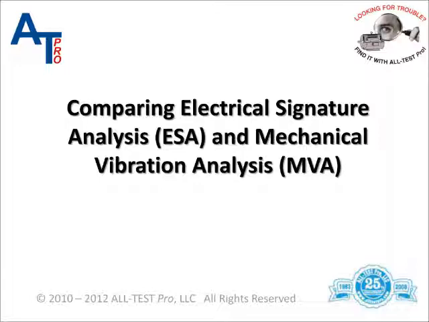This presentation discusses the faults that are identified and how they present themselves in both the vibration spectrum and the electrical spectrum. ESA is emerging as a very important part of a plant's electrical predictive maintenance program. In some plants, it is being used as the main detection tool used to identify both electrical and mechanical problems on machines that are driven by electric motors.